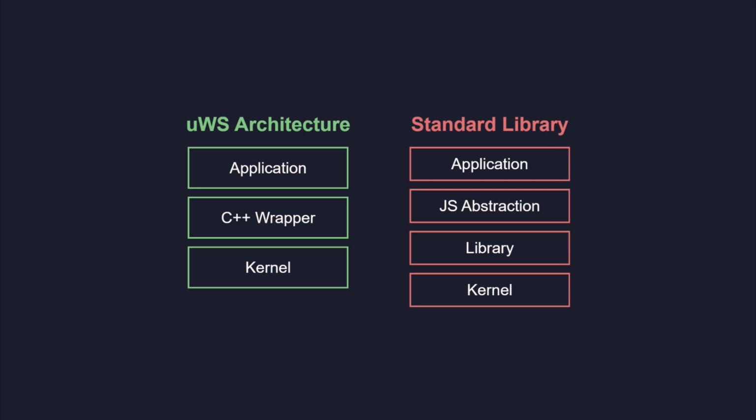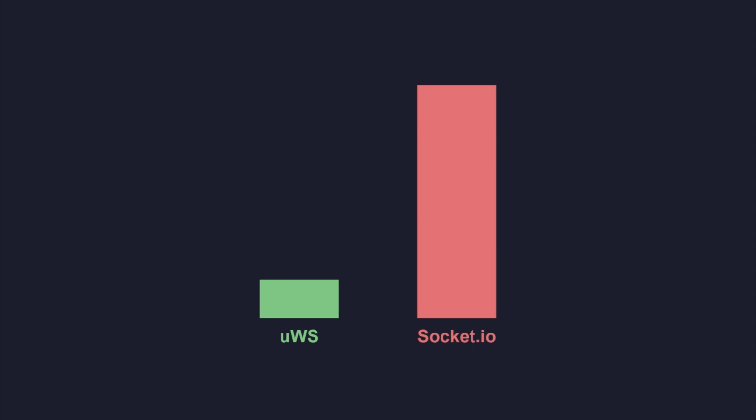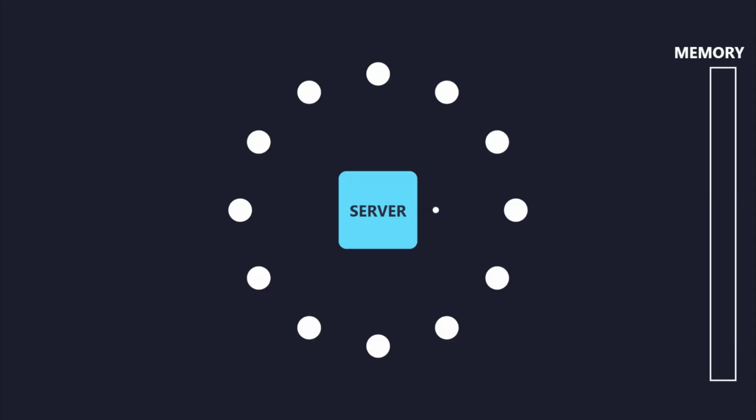Memory efficiency is the most important factor in choosing a WebSocket library. Libraries like UWS are written in C++ and provide a thin wrapper over the kernel sockets. They use significantly less memory per connection compared to higher-level frameworks like Socket.io or standard libraries.